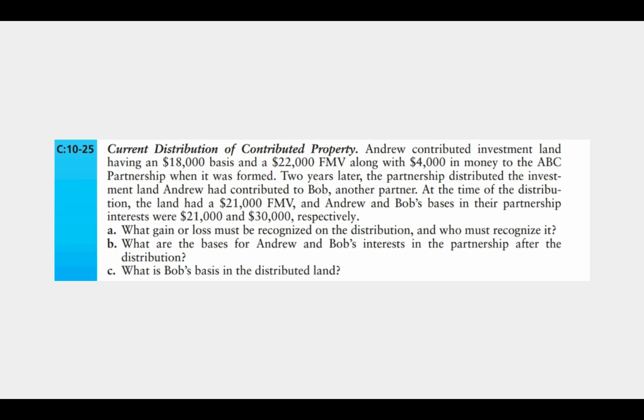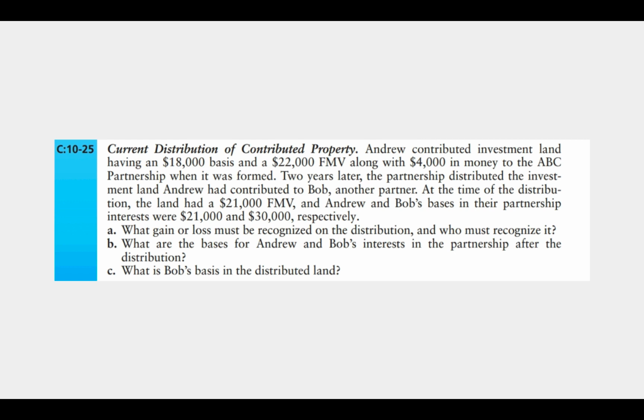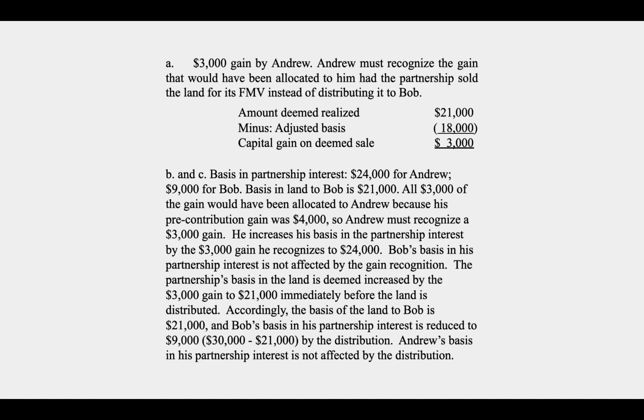B, what are the bases for Andrew and Bob's interests in the partnership after the distribution? And C, what's Bob's basis in the land? Okay, so our general rules of figuring out basis are going to apply here. Andrew started this problem with a $21,000 basis in his partnership interest. Andrew is the one who contributed the land, and Andrew is the one who had to recognize the gain. So he started with $21,000, and because he had to recognize this gain, his basis increases by $3,000 to $24,000.